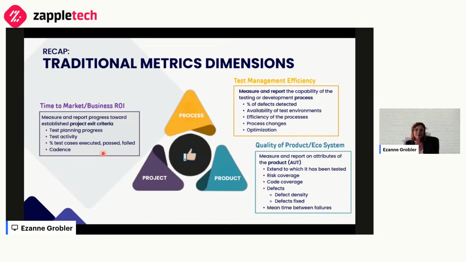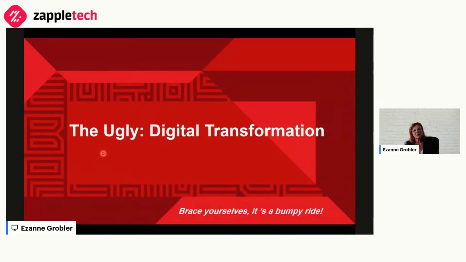But project is vitally as important, and that is your business return on investment or your time to market. So your project metrics are necessary from a project exit criteria perspective. They focus on test activity, especially on progress, percentage of test cases executed, as well as how fast we could do all of that, which is your cadence.